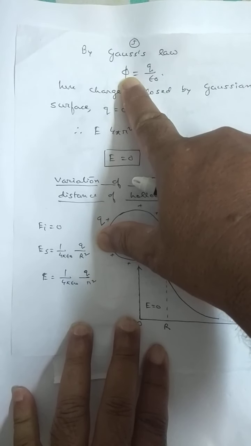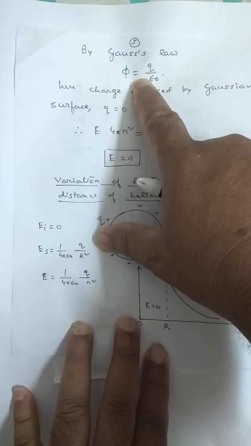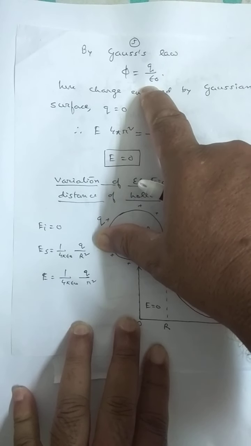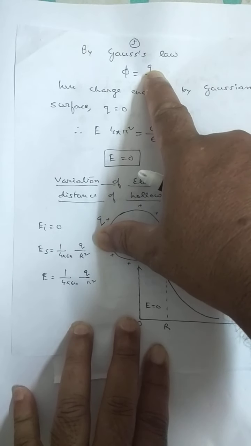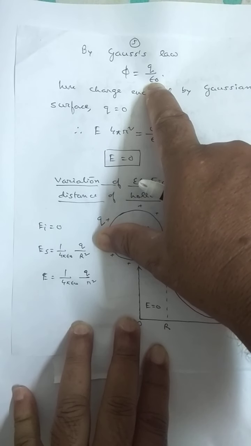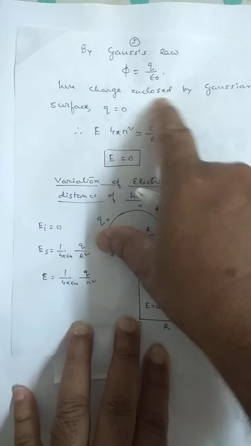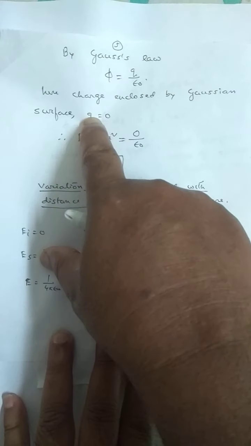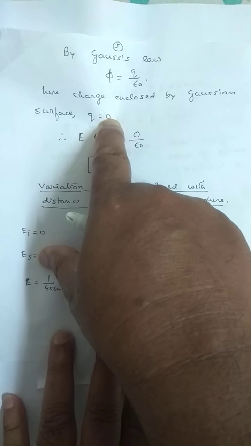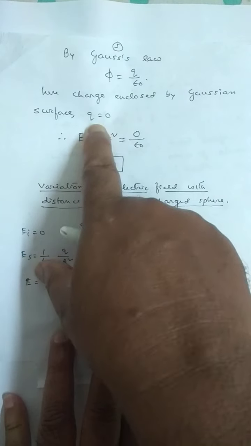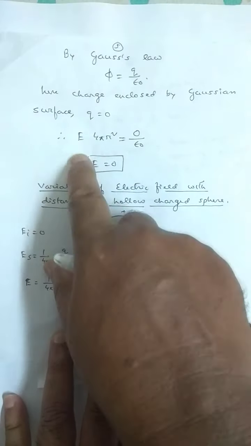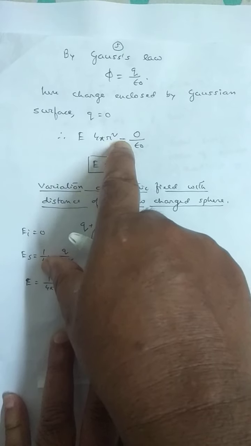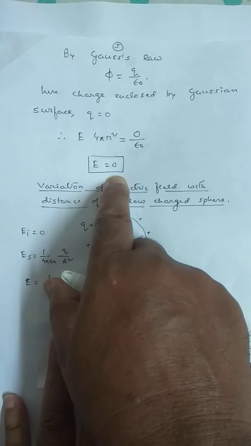The total electric flux linked with a closed surface is equal to 1 by epsilon 0 times the total charge enclosed by the closed surface. What is epsilon 0? It is the permittivity of free space. So here the charge enclosed by the Gaussian surface is 0. Since the charge enclosed by the Gaussian surface is 0, Q is 0. But what is phi? E into 4 pi r square is equal to 0. Therefore, E is equal to 0.